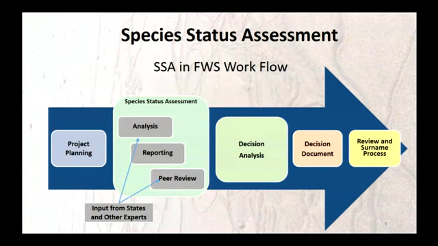The species status assessment is this second step in this process where they gather all the information that they have about the species, they analyze data, they write reports, and they also send it out for peer review. And then that product goes into a decision analysis. They have to write a decision document, and then that decision document is put out for review in the Federal Register. So it becomes a proposed rule or whatever at the end of that process.